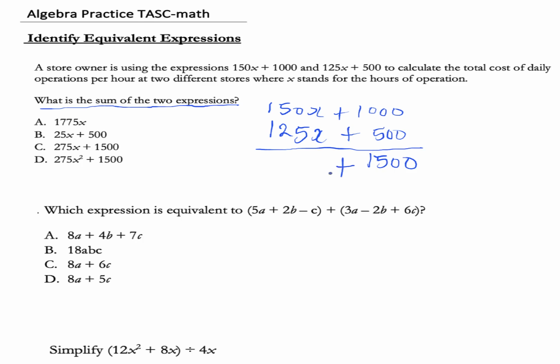So I can look at my answers right away and eliminate A and B. And then these are all x's, so my answer will have an x. And if I take 150 and add it to 125, I'm going to get 275. So I'm looking for 275x plus 1,500. So my answer is C.